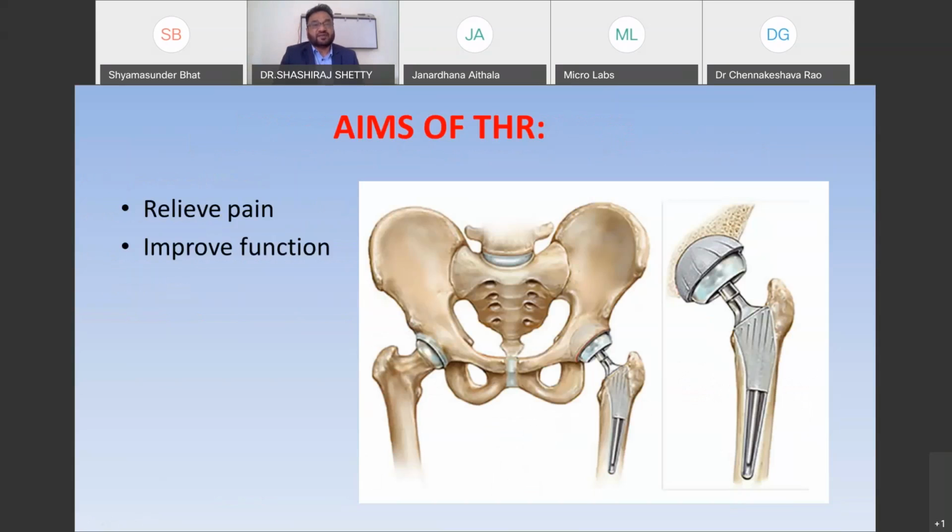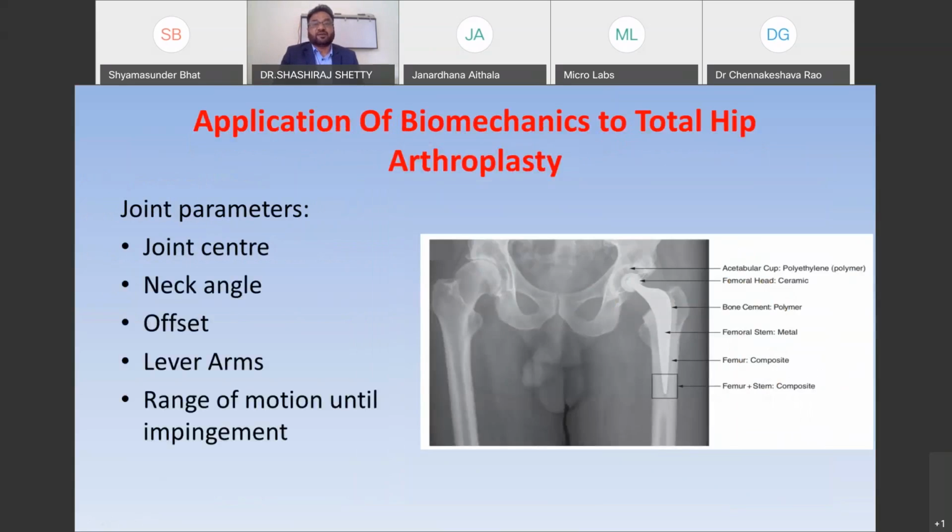The aims of total replacement are to relieve the pain and improve the function. Application of biomechanics to total hip arthroplasty: here we should know about the joint center, neck angle, offset, lever arms, and range of motion until impingement.